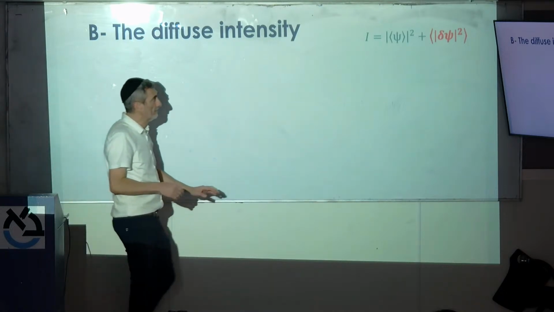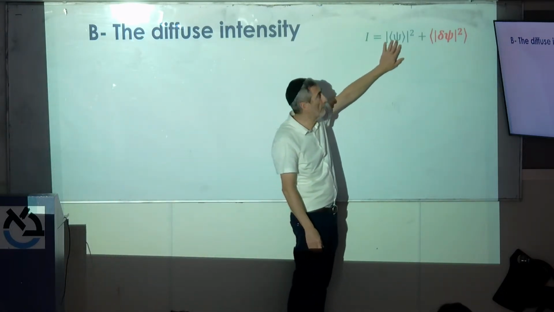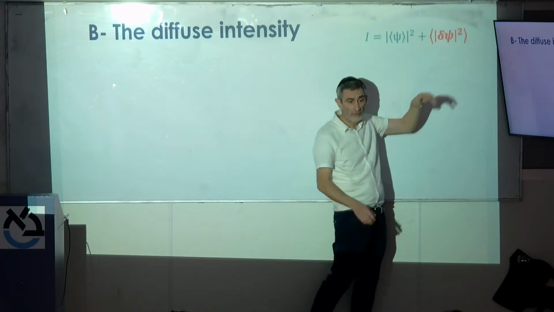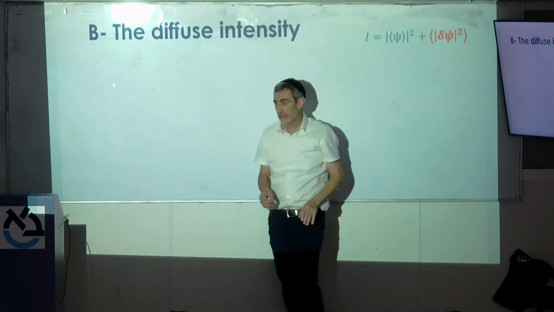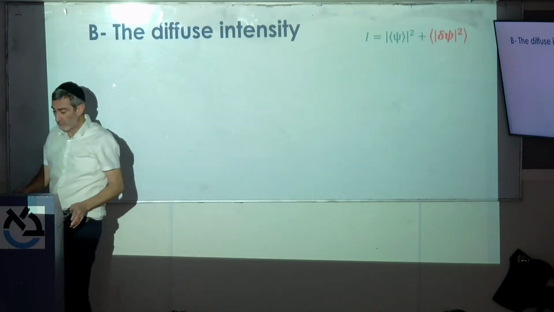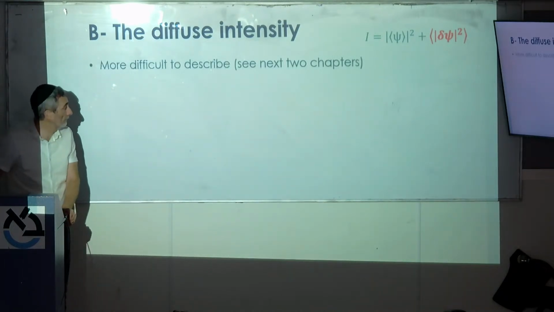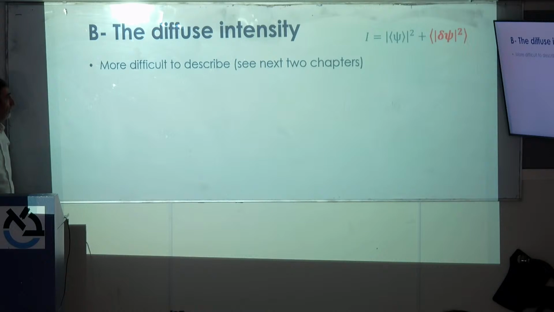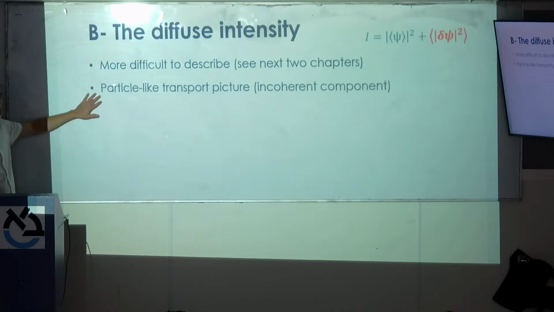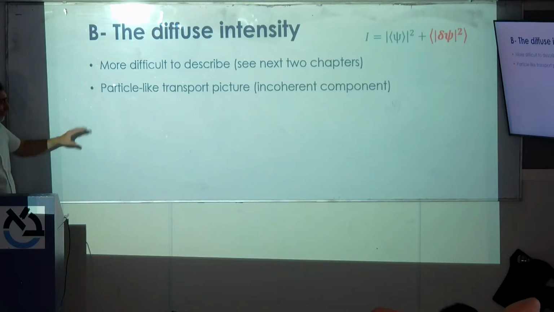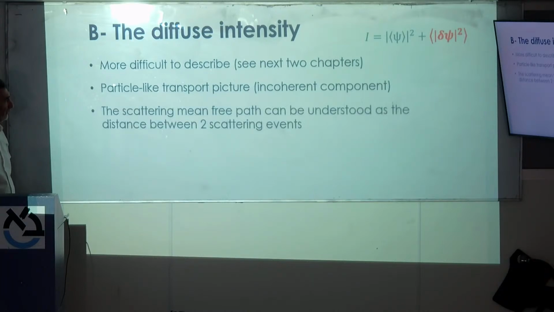Until now I discussed this contribution here, the ballistic part. Now what about the diffuse part, the light that goes around in all directions? This we will address in the next two chapters. This is more difficult to describe, but we can describe it as particles, in an incoherent way, the incoherent component. So this is the transport theory of multiple scattering that I will address next time.